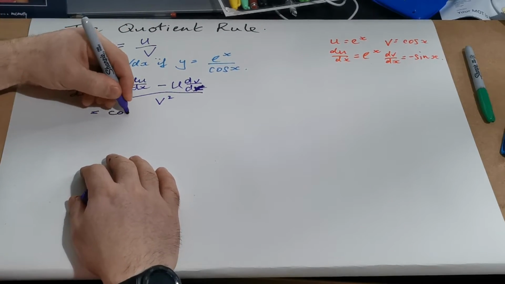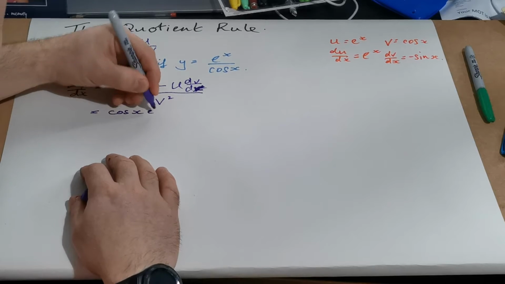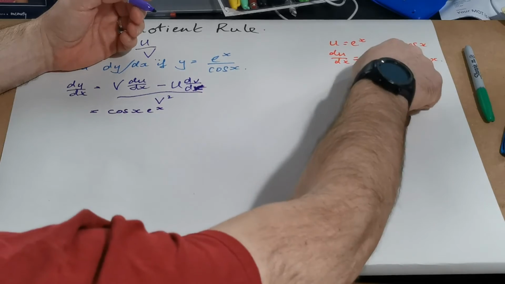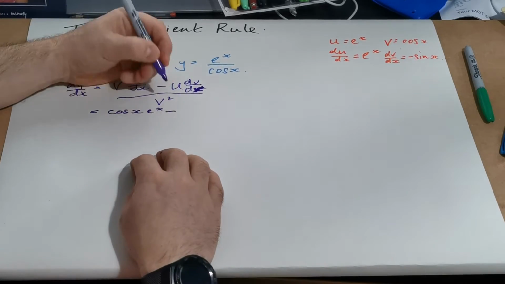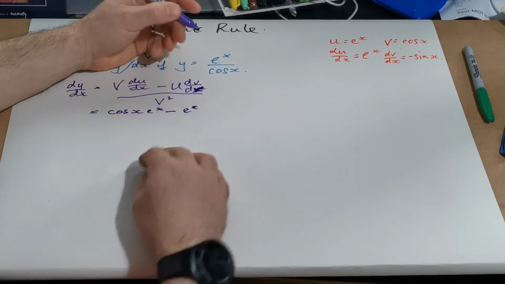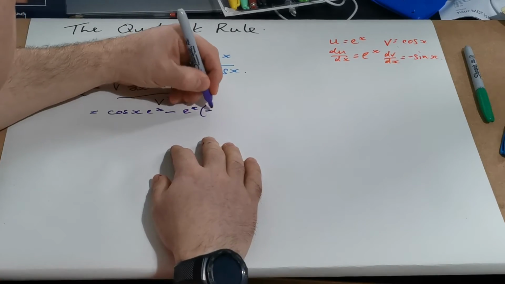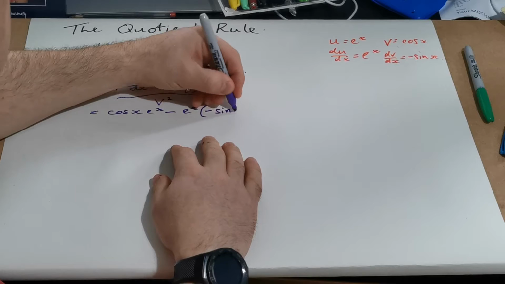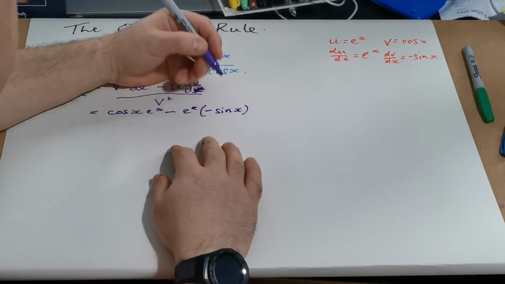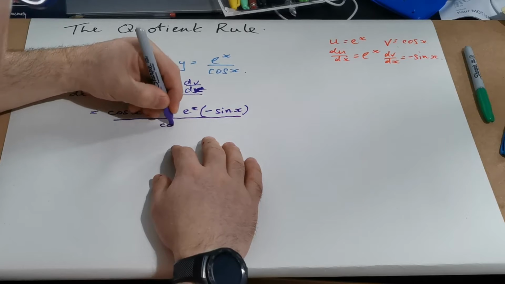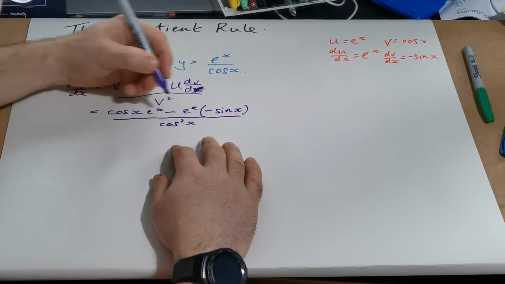So let's take our bits and substitute them in. So we've got cos x times e to the x, so that's v du by dx, minus u, which is e to the x, times dv by dx, which is minus sine x, over v squared, which is cos squared x.